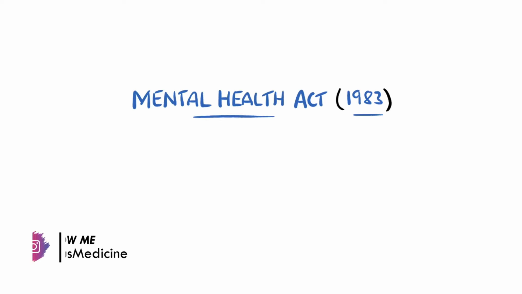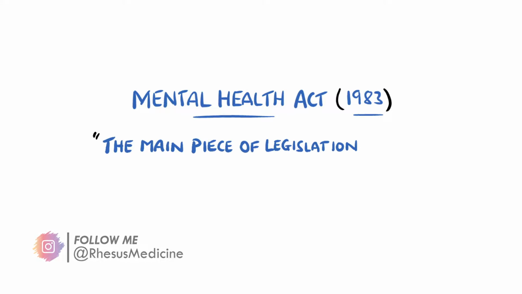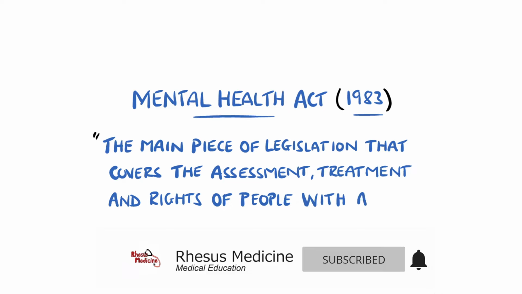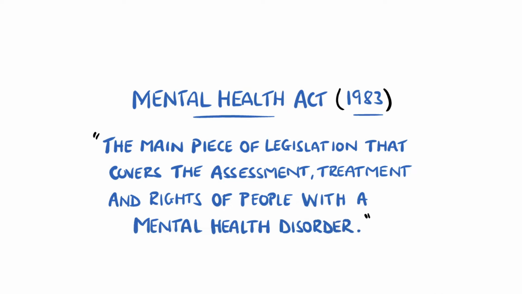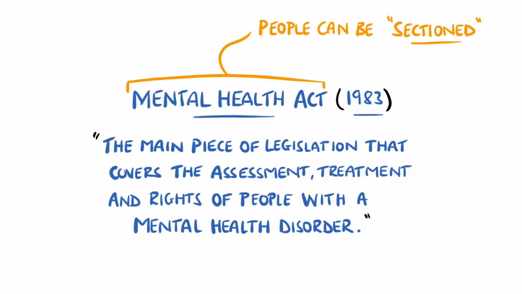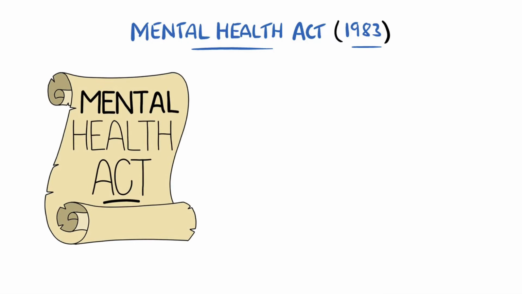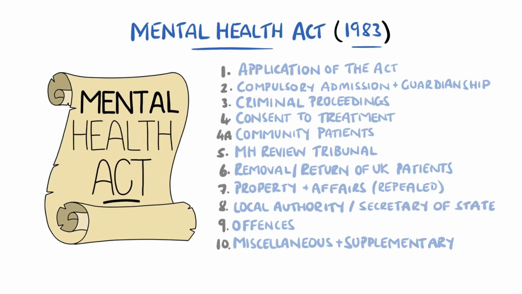The Mental Health Act is a law in the United Kingdom that covers how a person with a mental health disorder can be detained and be assessed or treated against their wishes. This is more commonly known as sectioning. The first edition of this act came in 1983, but has since been updated.